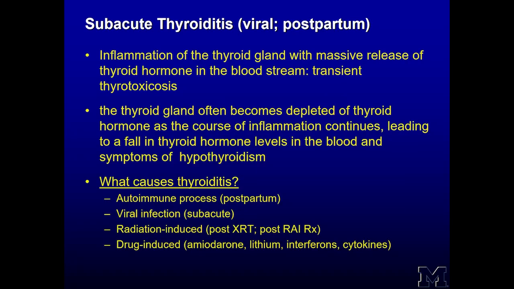Subacute thyroiditis, usually the most common cause is either viral or postpartum thyroiditis. It's inflammation of the thyroid gland with massive release of thyroid hormone in the bloodstream, causing transient thyrotoxicosis. The thyroid gland often becomes depleted of thyroid hormone as the course of inflammation continues, leading to a fall of thyroid hormone levels in the blood and symptoms of hypothyroidism.